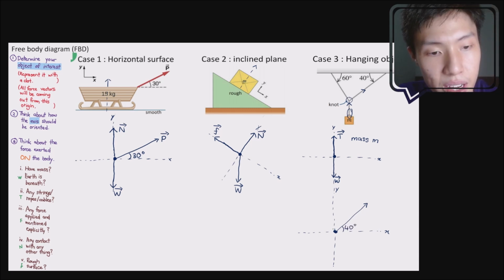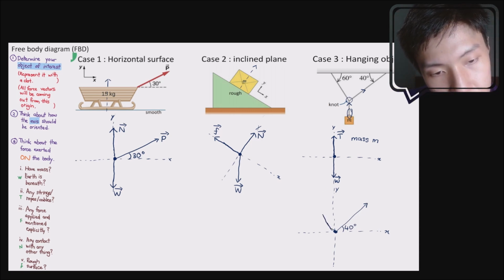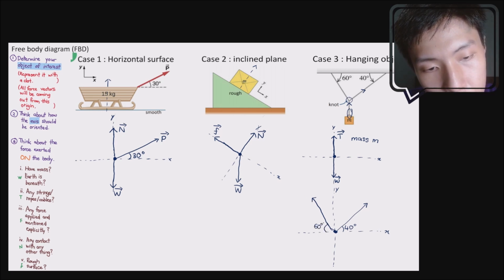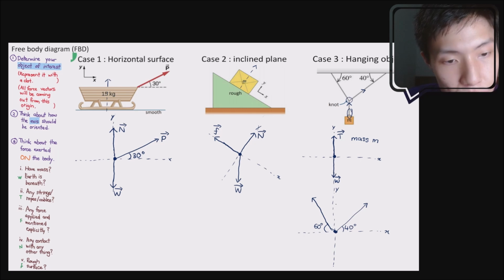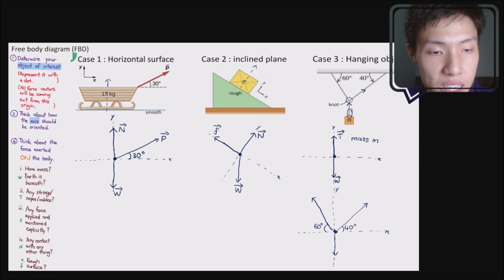Then you have another one over here. This one is a bit difficult. Then this one should be 60 degrees. Then the last one, you have another rope pointing downwards. This one has no need to label the angle. How do I know 60 and 40 here?